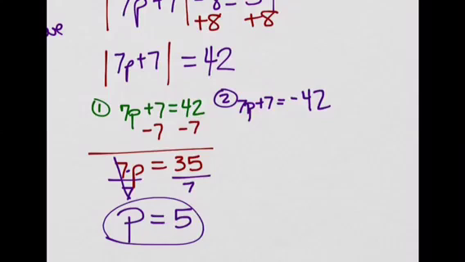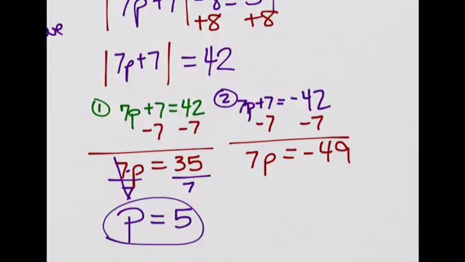Okay, let's go ahead and do the other equation. Okay, can't simplify anything through my order of operations, nothing to combine or anything, so I'm going to go ahead and start doing my order of operations backwards. I'm going to subtract 7 from both sides, and I get 7p equals negative 49.